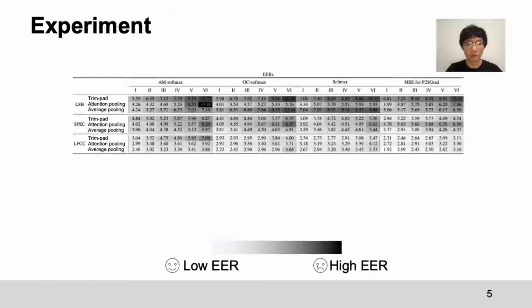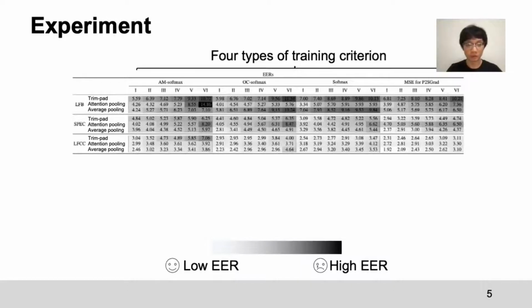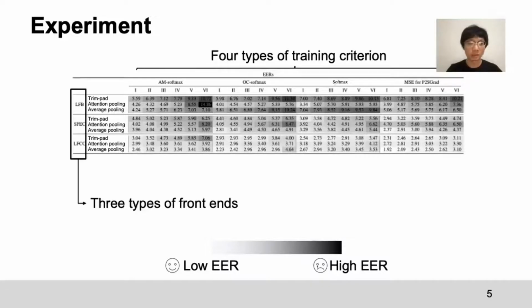Our experiment compared a few advanced countermeasures. They cover 4 types of training criteria. The first one is additive margin softmax, then one-class softmax, the plain softmax, and a new one called P2S grad. The systems cover 3 types of front ends: the linear filter bank, spectrogram, and LFCC.